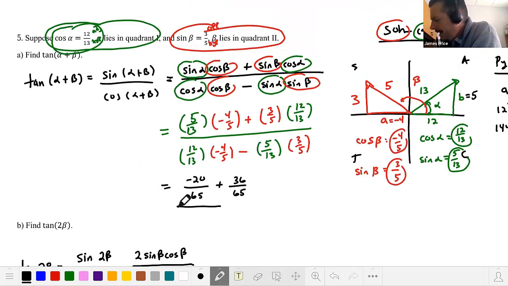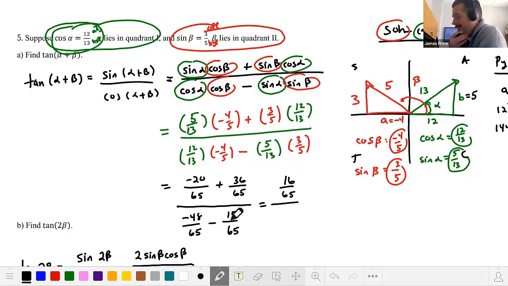This is divided by, and then down here, 12 times negative 4 is negative 48 over 65. And then minus 5 times 3 is 15 over 65. And so that's equal to negative 20 plus 36 is 16 over 65. Negative 48 minus 15. Oh, geez. Okay, so we got to be careful here. So that's negative 58, negative 63 over 65. Let's check that real fast. All right, so negative 55 and 3, yeah, we're good.